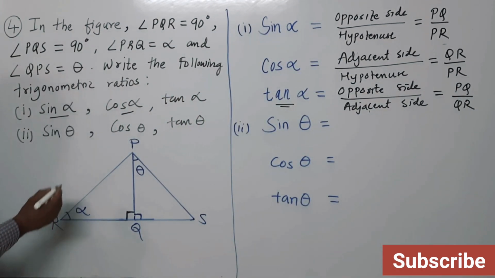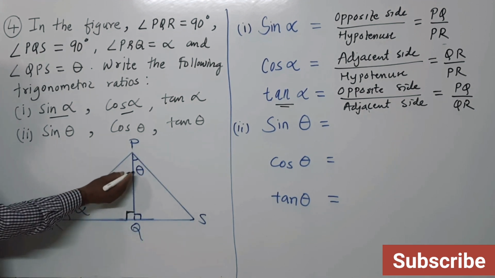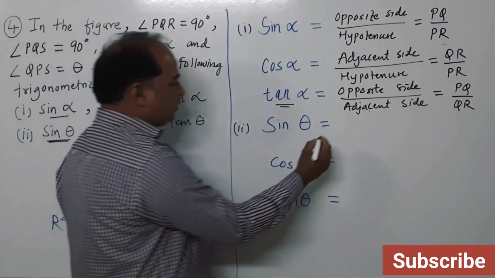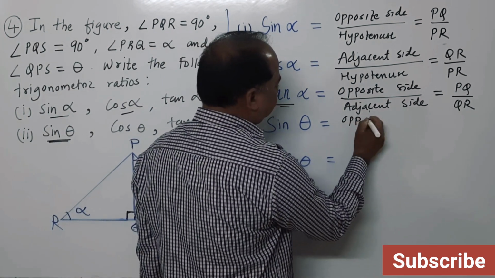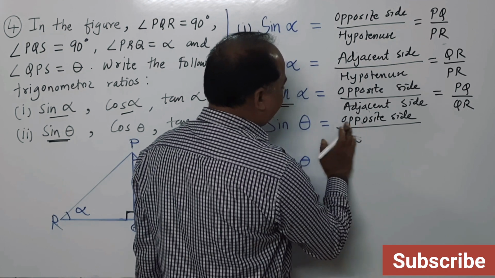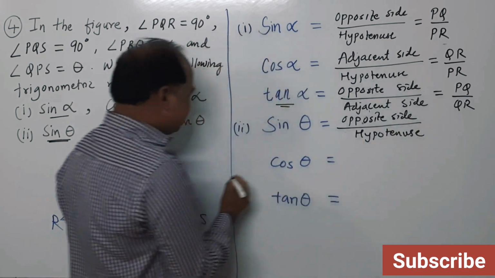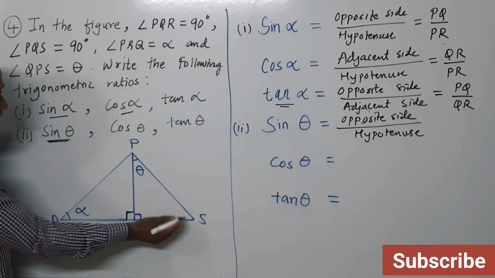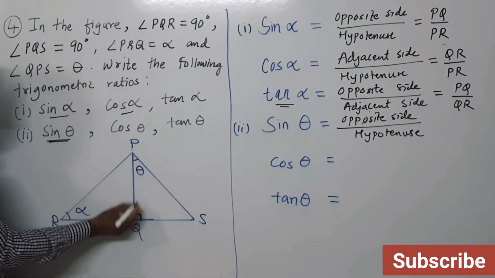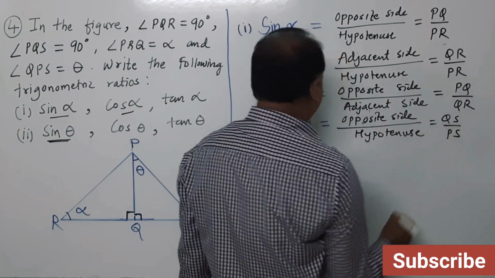Now for angle theta, in triangle PQS, angle QPS is theta. You have to find trigonometric ratios of angle theta. So sine theta is given by the formula opposite side upon hypotenuse. The opposite side to angle theta is side QS, and the hypotenuse is the side opposite to 90 degrees, that is side PS. So QS upon PS is sine theta.